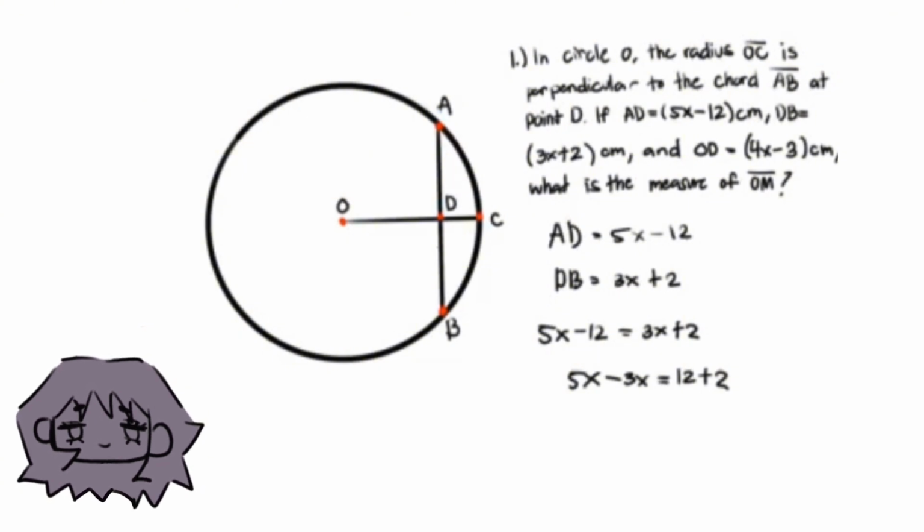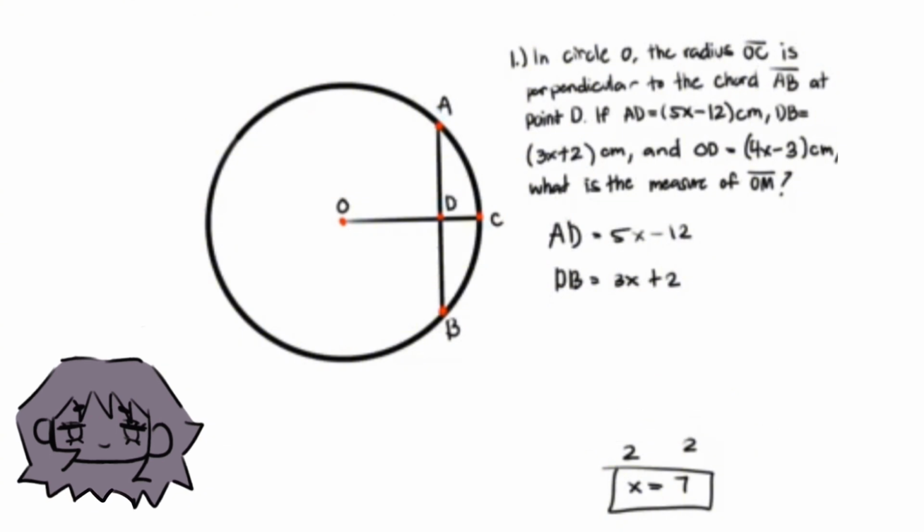So now we're going to be adding those up. 5x minus 3x is equal to 2x, equals 14. And now what we're going to do here is divide 2x and 14 by 2 because of our 2x. So 2x divided by 2 is equal to x, and 14 divided by 2 is equal to 7. So our x is 7. So now let's go back to our 5x minus 12 and 3x plus 2.